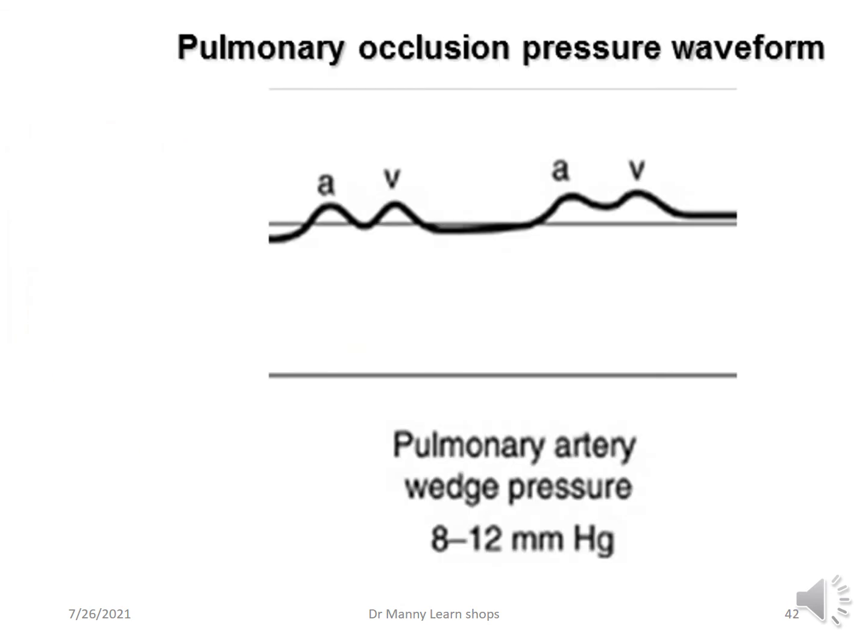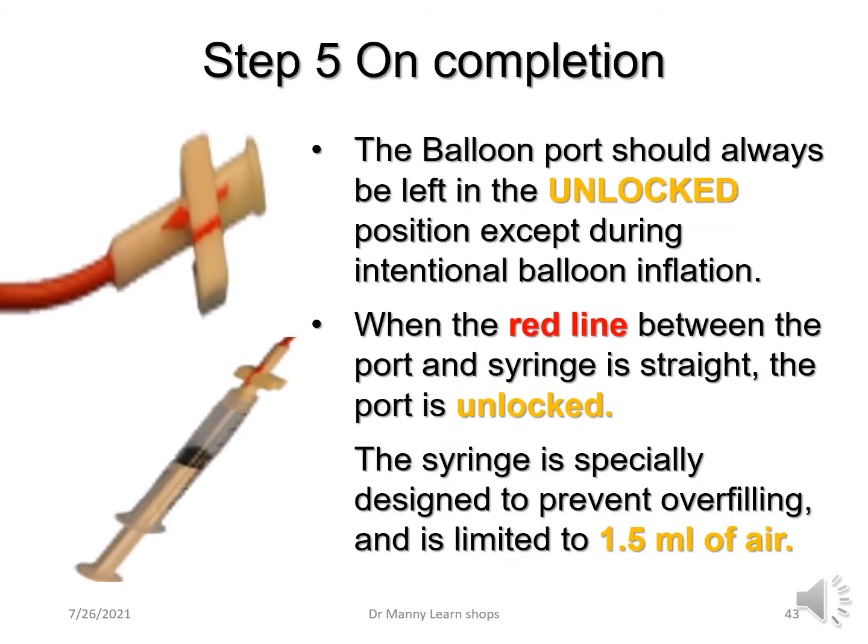The pulmonary occlusion pressure or pulmonary wedge pressure is typically 8 to 12 millimeters of mercury, and it does have an AV wave. Step 5, on completion, the catheter is in the correct position. The balloon port should always be left unlocked in this position, except during intentional balloon inflation.